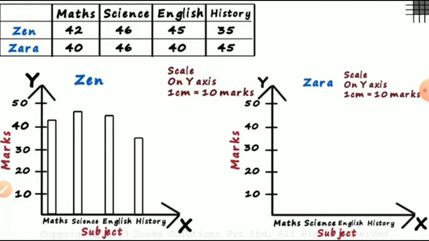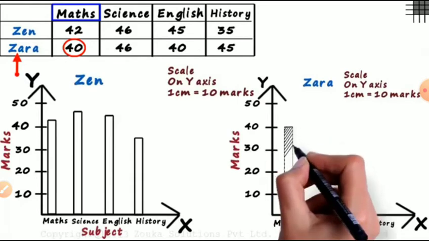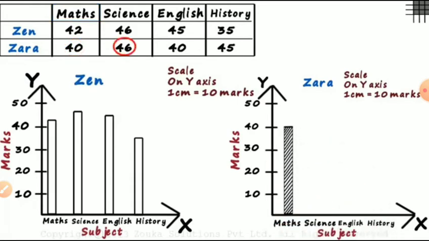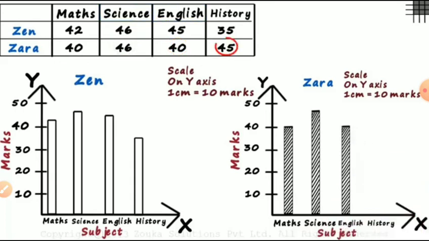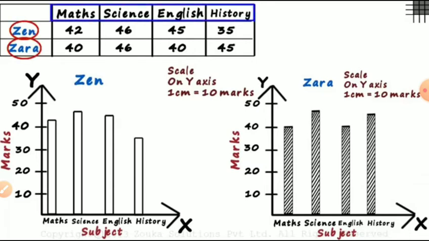Let us use different styles of bars this time. Let's draw shaded bars. Zara has scored 40 marks in mathematics. We draw a bar up to the height of 40. She has scored a 46 in science, 40 in English, and 45 in history. We are done. Now we have the bar graphs to represent the performance of Zen and Zara in 4 subjects.